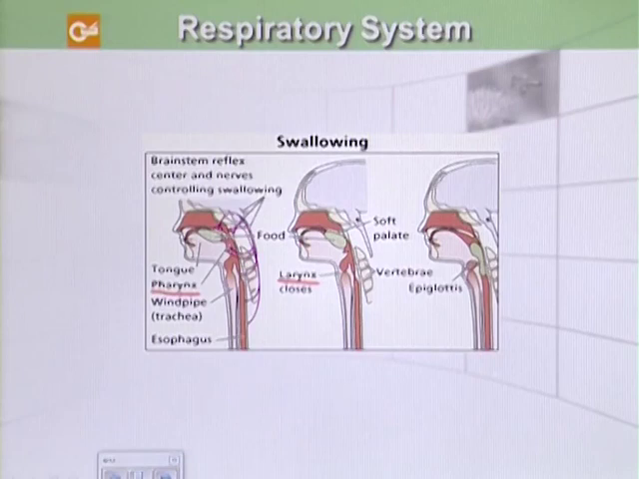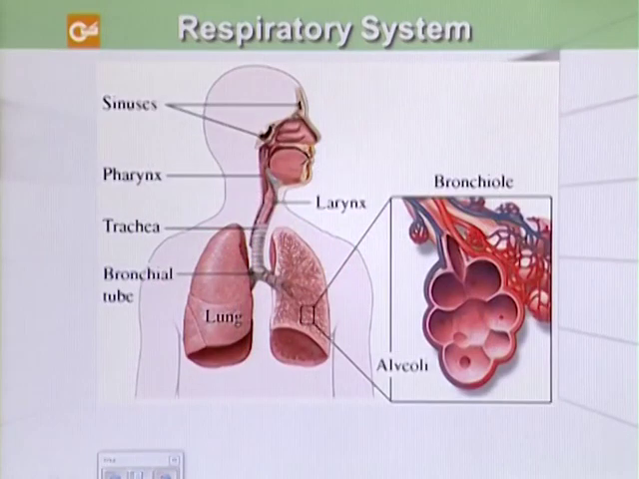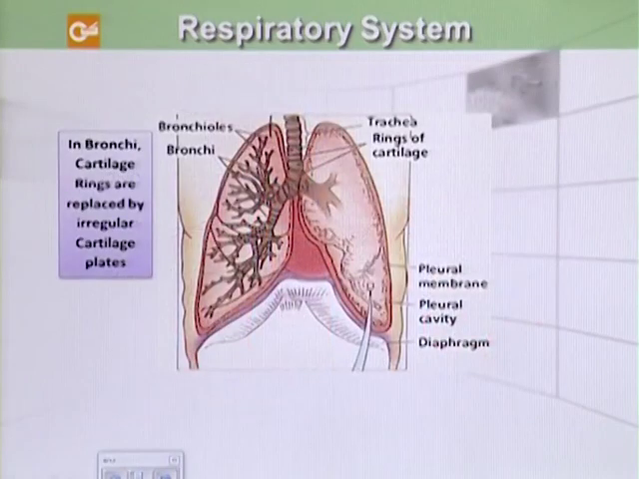So food is prevented from entering the respiratory system, and air after entering through the nose or nostrils enters the larynx, and after the larynx it passes on to the trachea, which is also called the windpipe. It consists of C-shaped cartilages, which keep the structure of the trachea erect. After the trachea, it is divided into bronchi. You can see here the bronchi. In the bronchi, the cartilaginous rings which were C-shaped in the trachea are replaced by irregular cartilaginous plates.